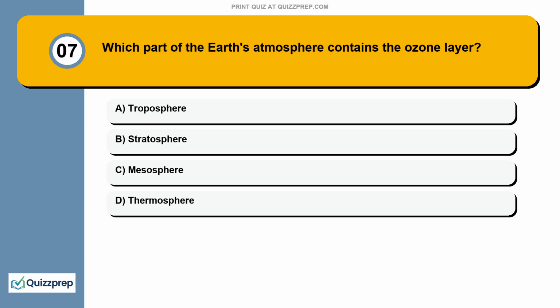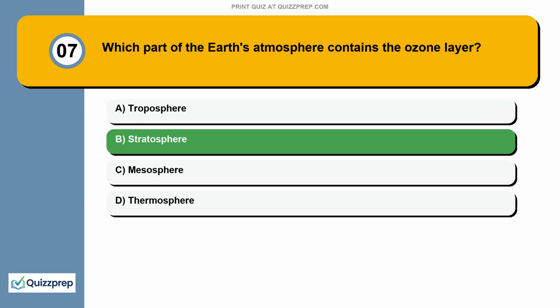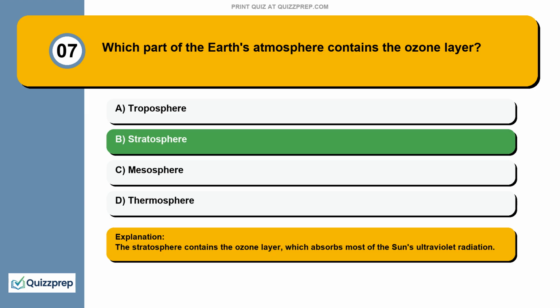Question 7. Which part of the Earth's atmosphere contains the ozone layer? Troposphere, stratosphere, mesosphere, thermosphere. The stratosphere contains the ozone layer, which absorbs most of the sun's ultraviolet radiation.